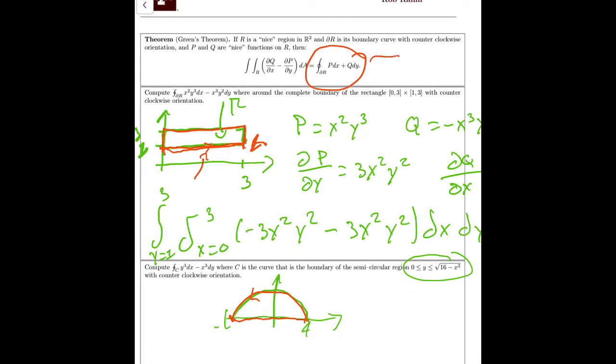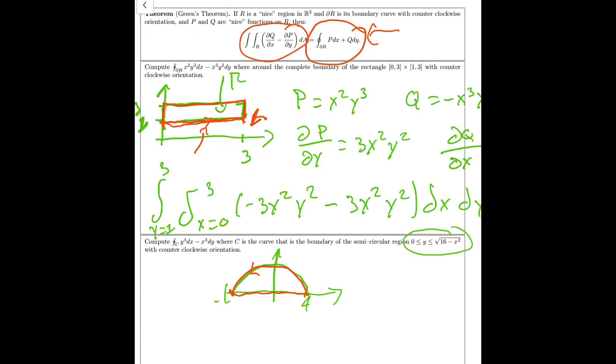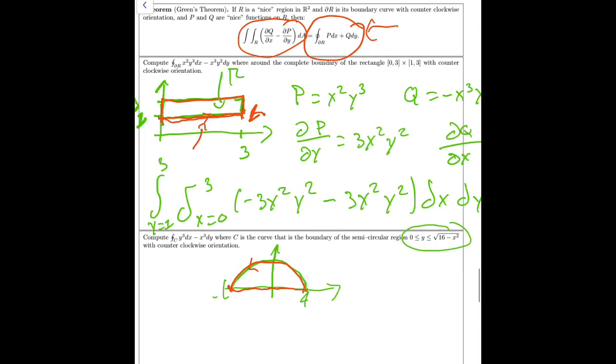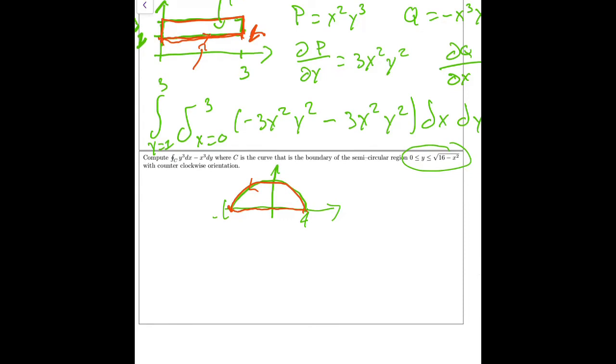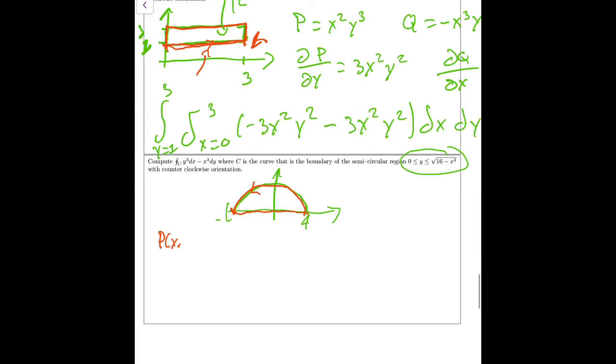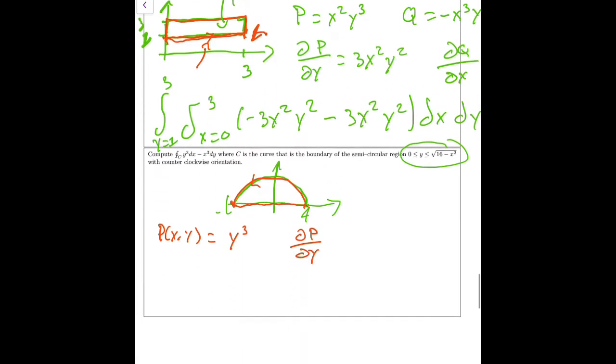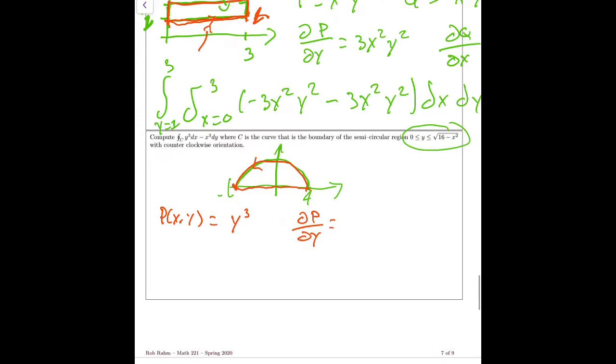So we want to compute this integral, and we're going to use Green's theorem to compute it as a double integral. Okay, so notice that P of x,y, let's do P first. P of x,y, that's the function that is multiplied by dx. So P of x,y is equal to y cubed. And so the partial derivative of P with respect to y, because if you look at Green's theorem, you want the partial derivative of P with respect to y, is 3y squared.